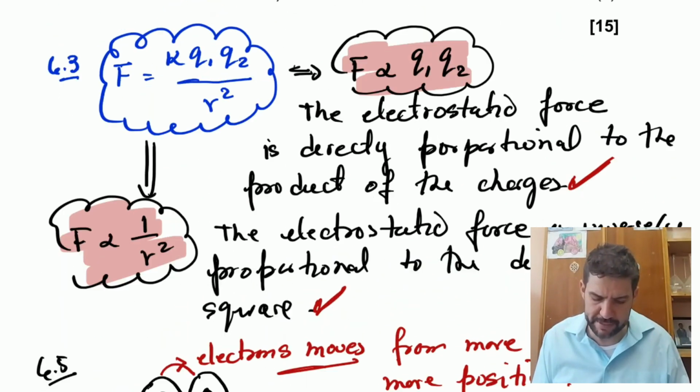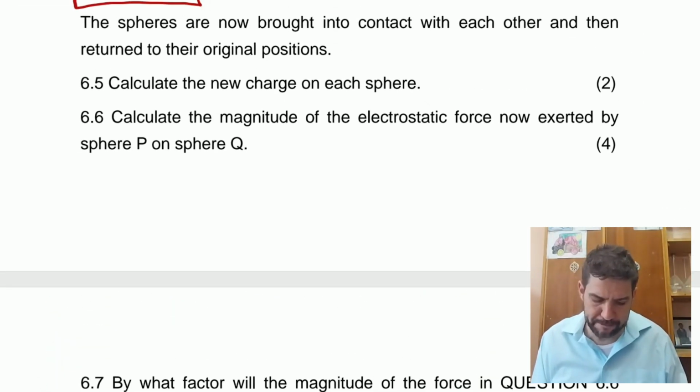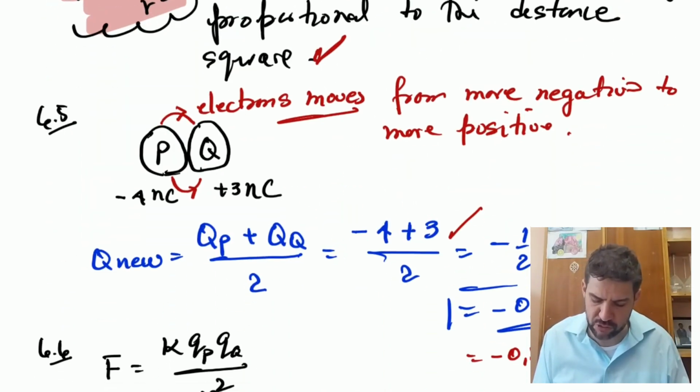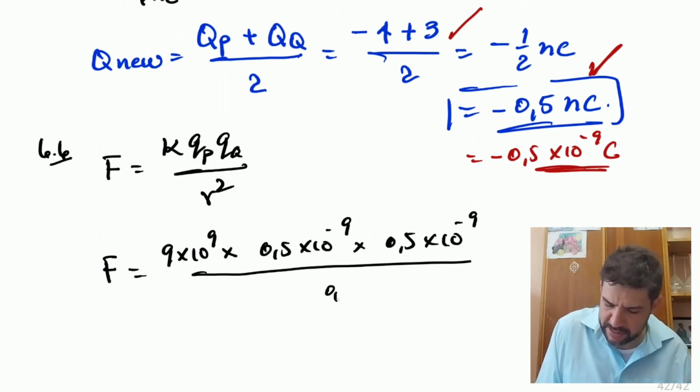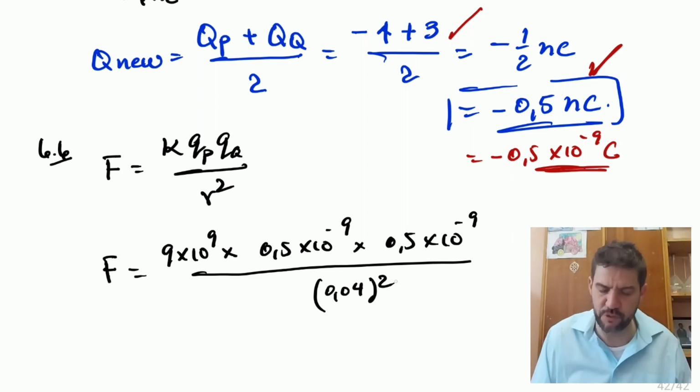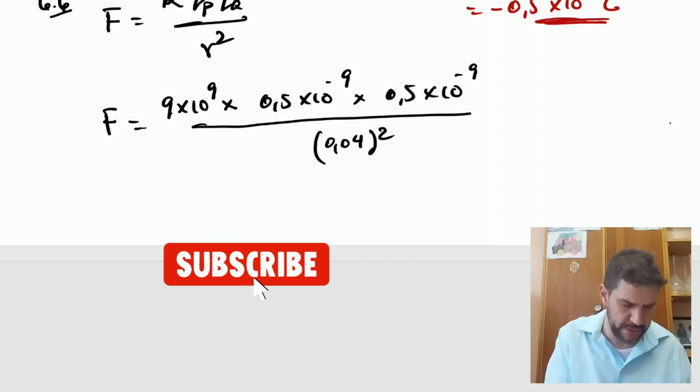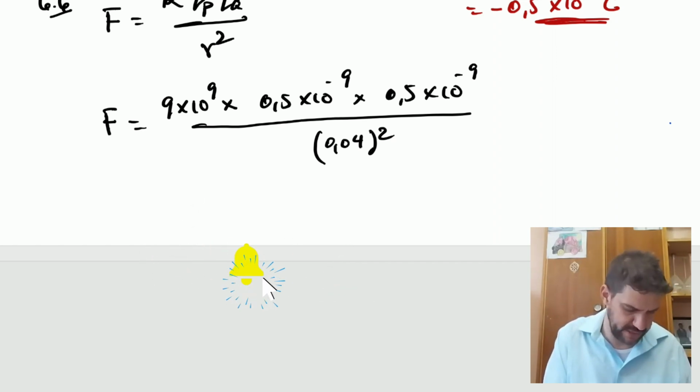So now when you come here, the distance is 4 centimeters. They were moved back to the same place as before, so it's 0.04 squared. Do not forget the square. Also, some learners attempt to forget that square there. So when you calculate, I'm going to use my calculator. This one may be a little bit long calculation. Times 0.5 times 10 to the minus 9 times 0.5 times 10 to the minus 9 divided by 0.04 squared.